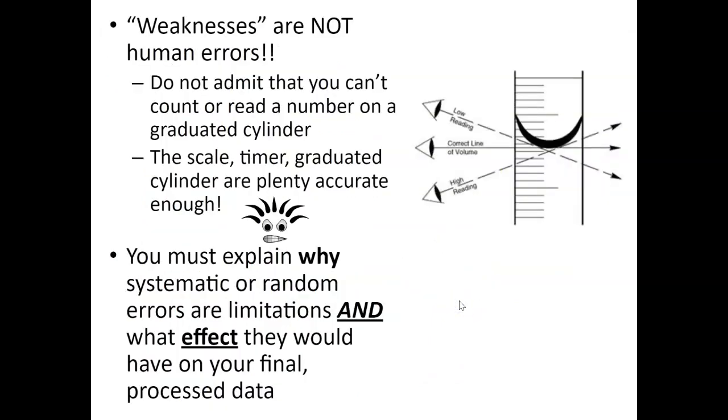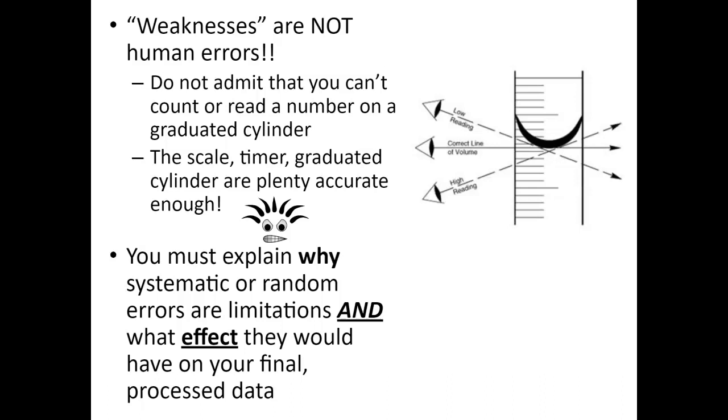Remember that weaknesses are not your human errors, so don't ever talk about how you struggle to read a number on a graduated cylinder, or you couldn't count things that could have clearly been counted. If you are struggling to count things because they're small, right, and your equipment is your eyes, well, that's different. You're still not going to say you miscounted, but you're going to talk about why you were uncertain in your count. So there is a fine line there.